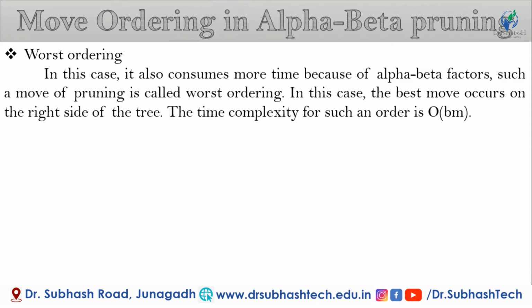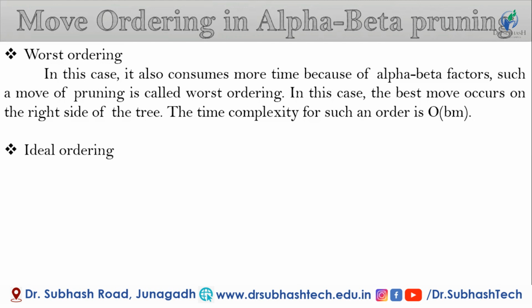In this case, it also consumes more time because of alpha beta factors. This is called worst ordering. In this case, the best move occurs on the right side of the tree. The time complexity of such an ordering is O(b^m).